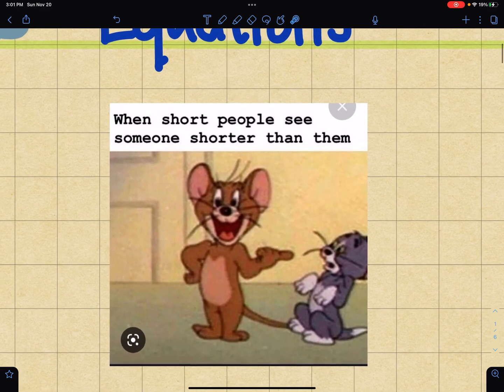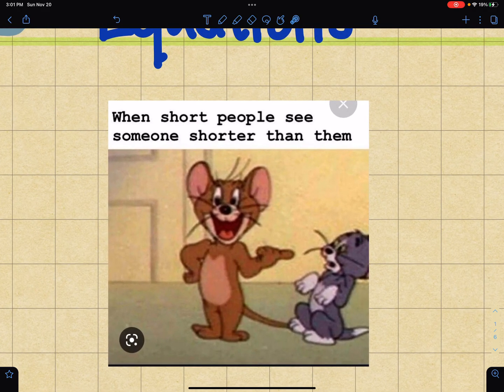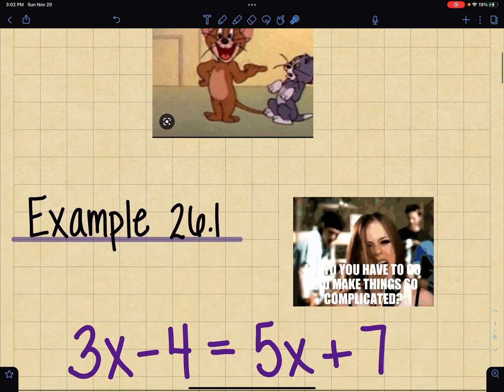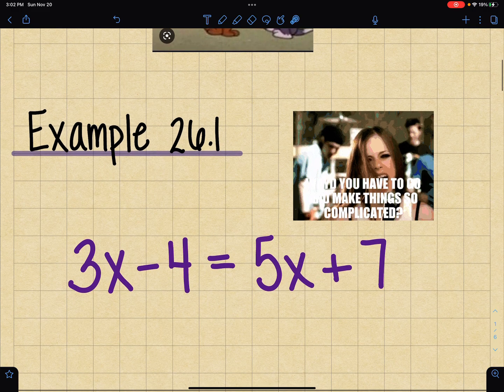First of all, I asked Zach again to help me with a meme, so this is the one he gave me. "When short people see someone shorter than them." That's so true. I do that. Do you do that? Not that you're short or anything. You're perfect.